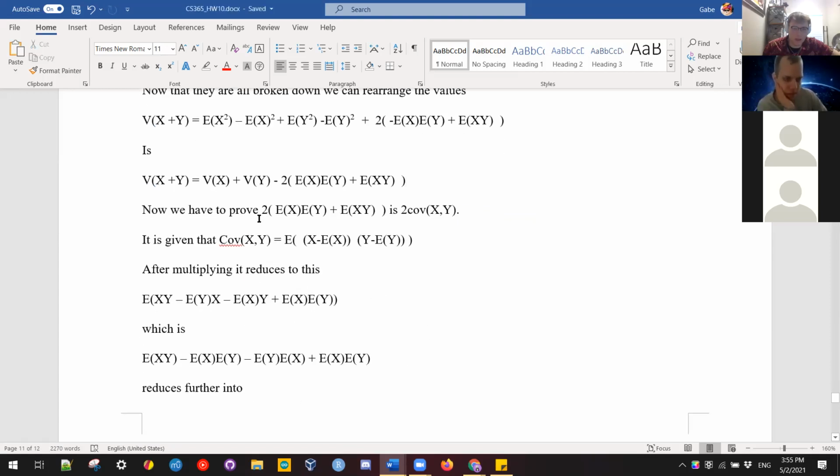Now we have to prove that this thing is 2 covariance xy. It's given that the covariance itself, this is from the book, this is like the definition they actually give. Yeah. And so that is this guy, and once again, you can factor out this e.